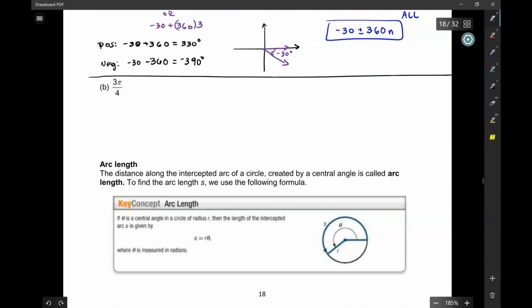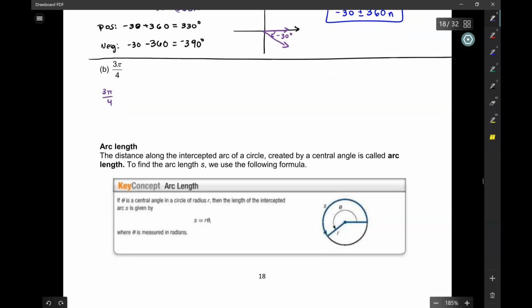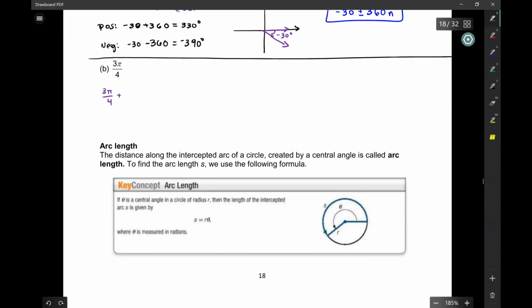So 3 pi over 4. We want all of the angles that are coterminal. So what we could do here, we could add or subtract multiples of 2 pi. So it'll be 2 pi n. And that's it. Okay? So these are all of the coterminal angles.